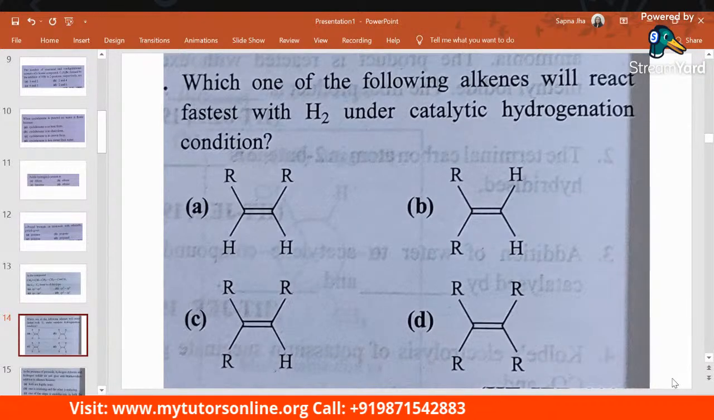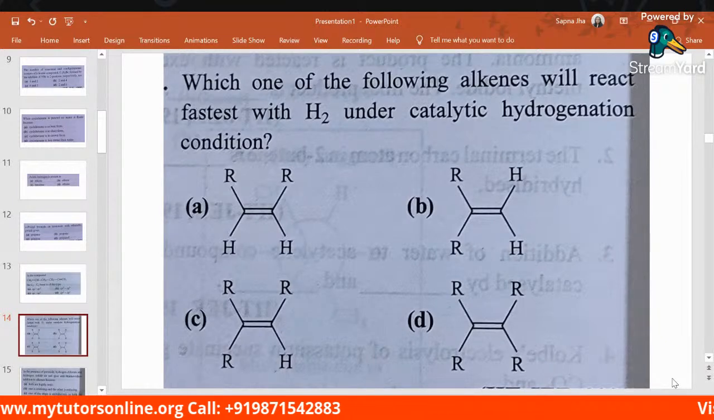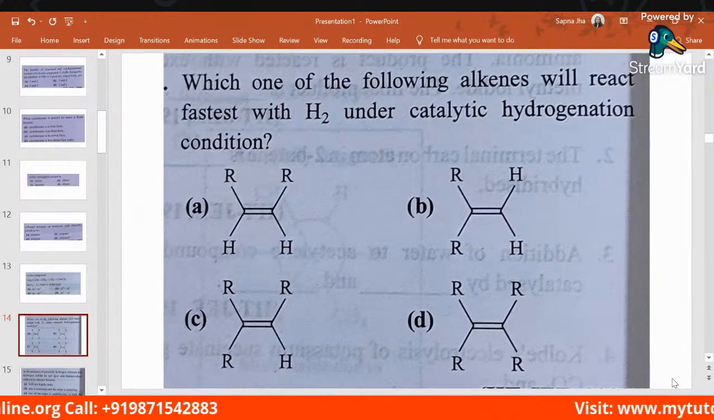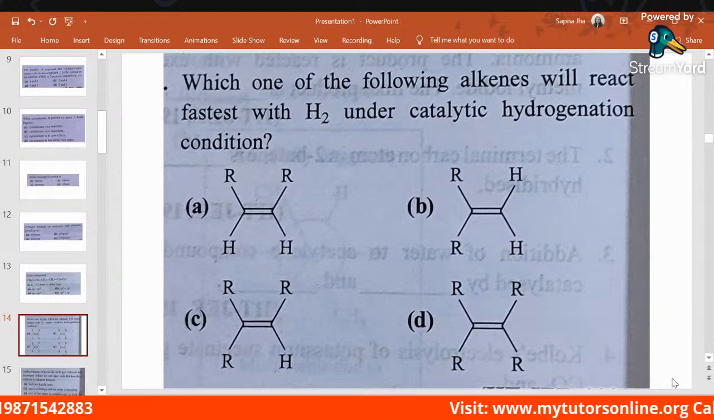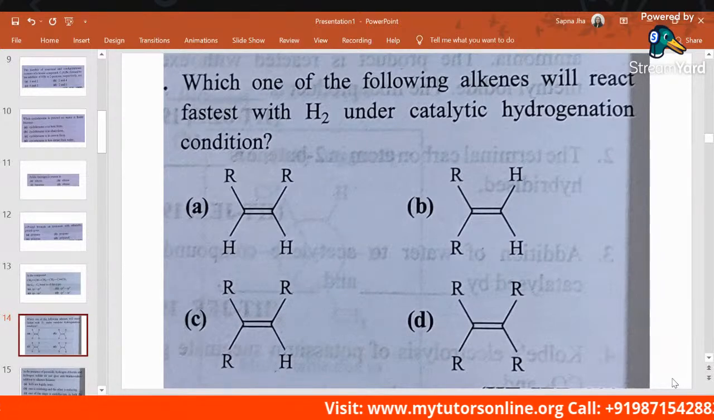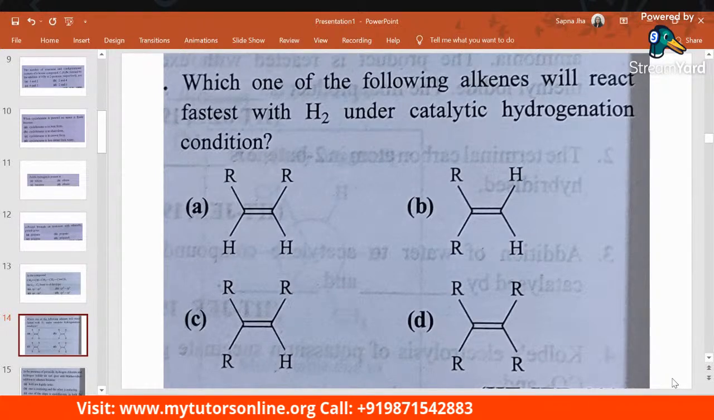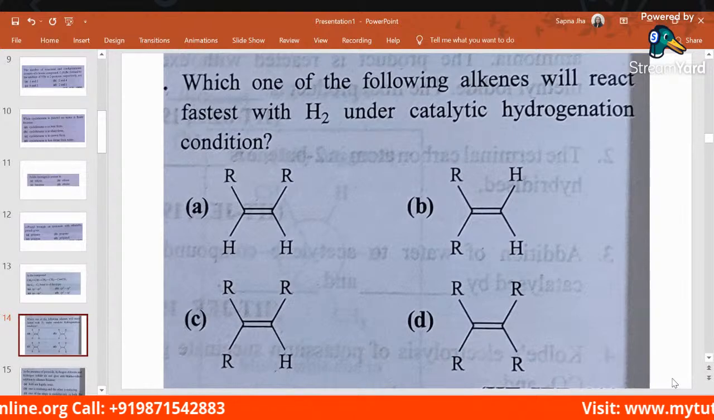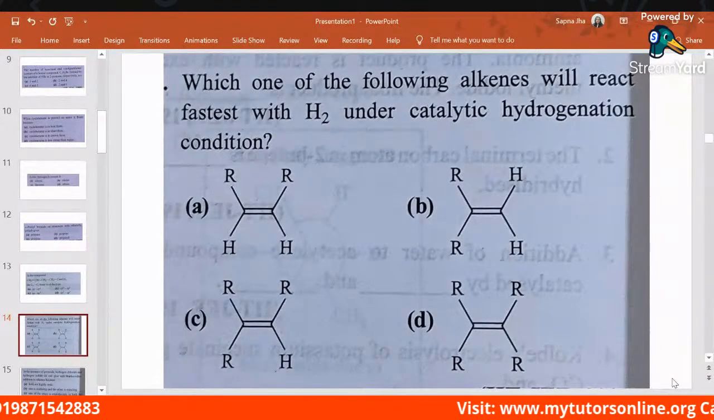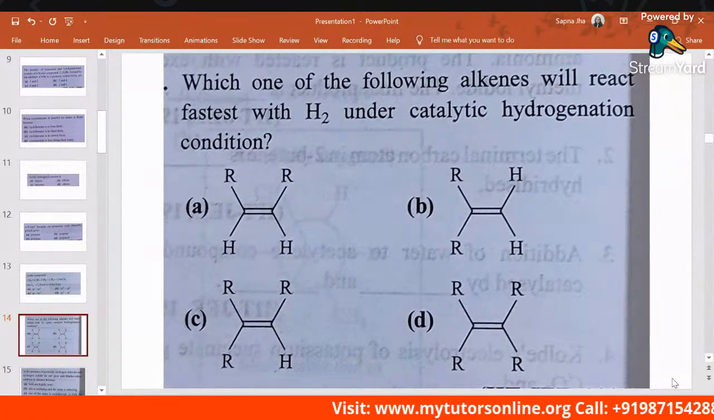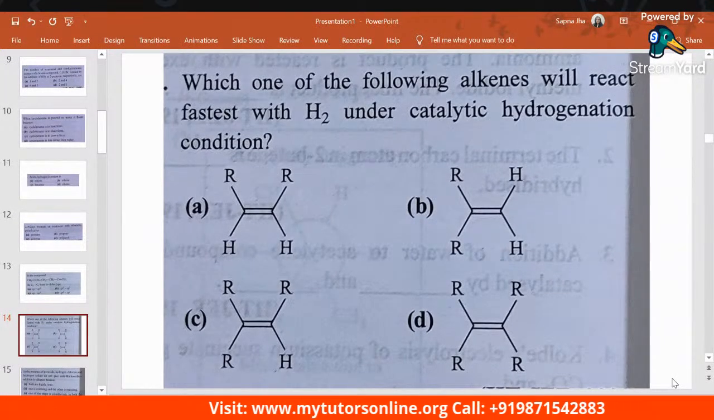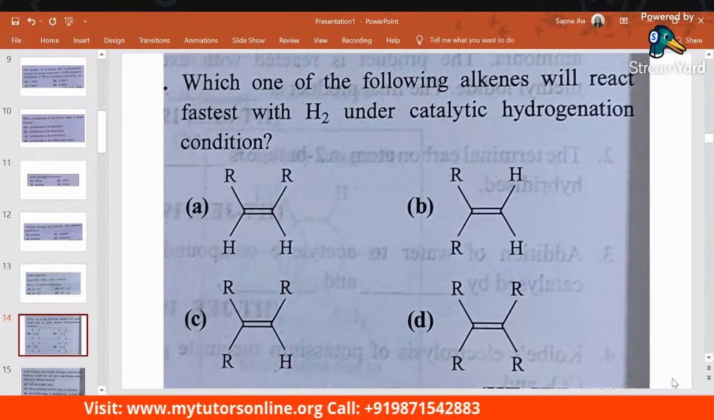Okay, let me tell you, the answer is A. Why? Because it has the least steric hindrance. It's not B, it's A, and Arihant, very good. Because it's all about the fastness of the reactant. If you have so many things around to create hindrance to the compound to react, it won't react so fast, and that's why it's A.